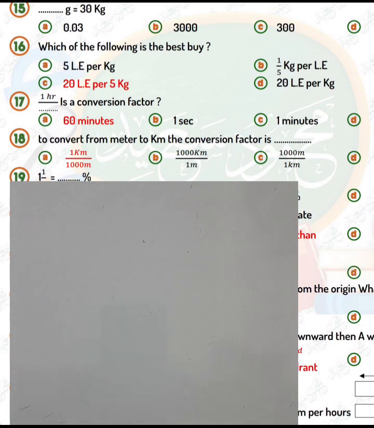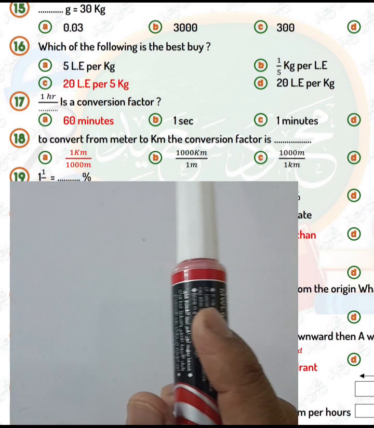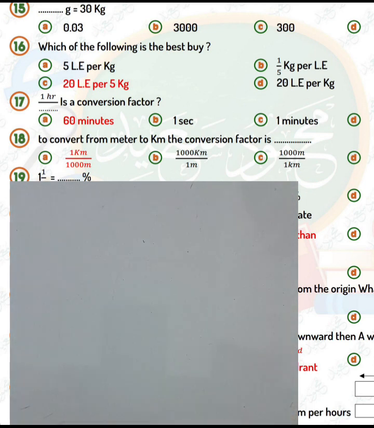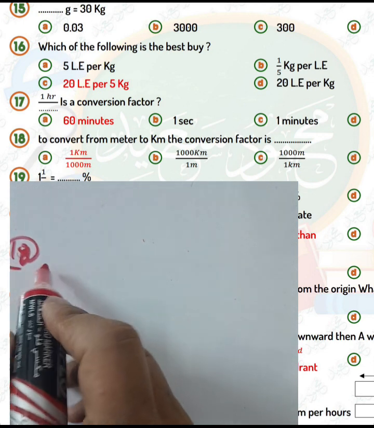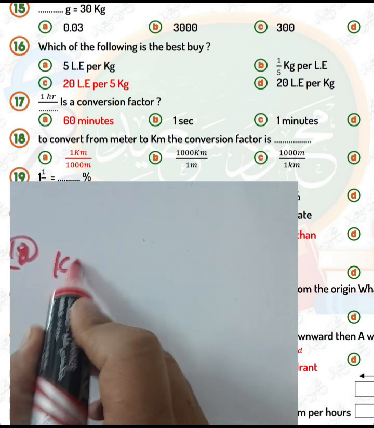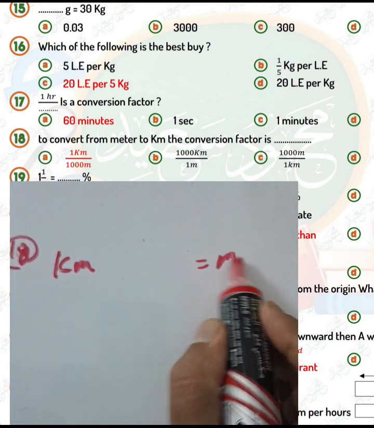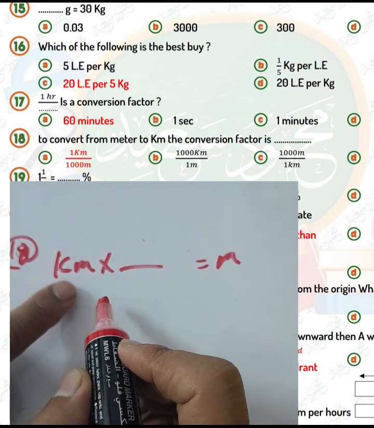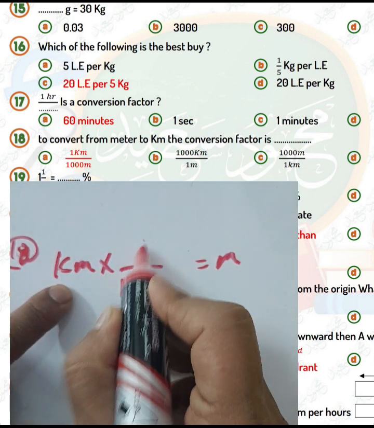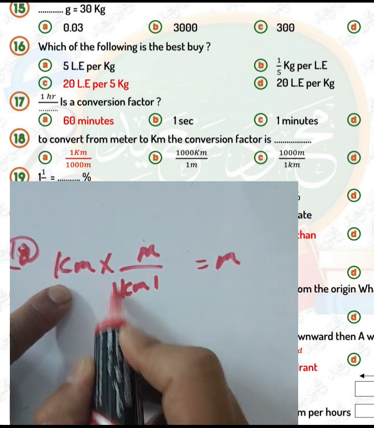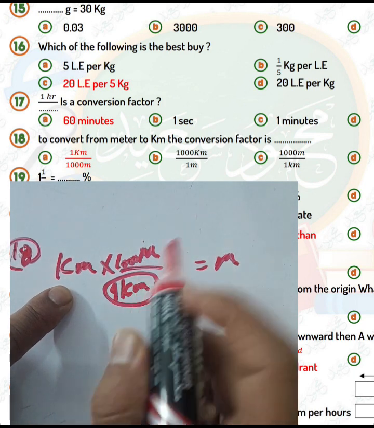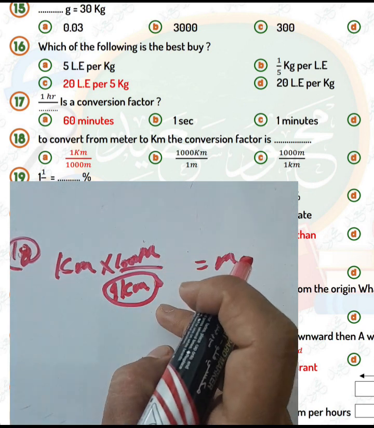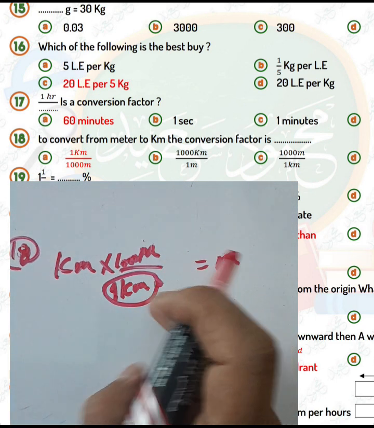Next question number 18. To convert from meter to kilometer by using conversion factor, what? Okay, look with me at question 18. I will explain this method. I want to convert from kilometer to meter. You must cancel kilometer. Cancel this unit, write kilometer down and the new unit meter up. And then we have 1 kilometer equal 1000 meter. Then we can write 1000 meter over 1 kilometer. Choose letter A.